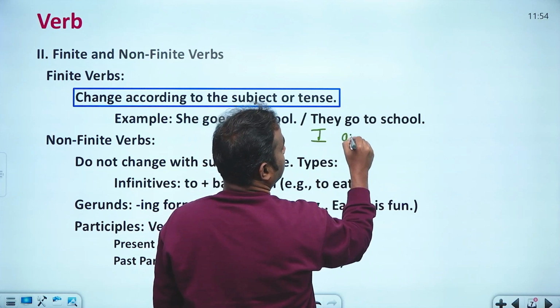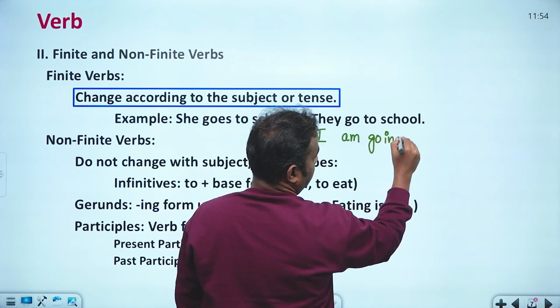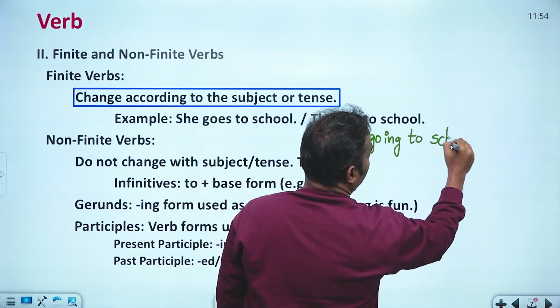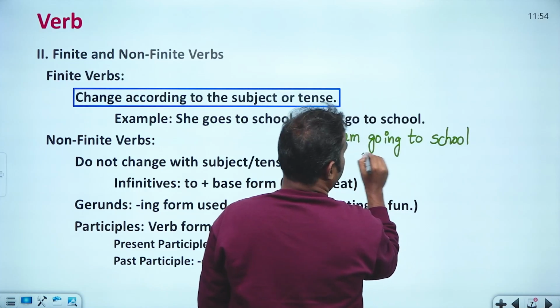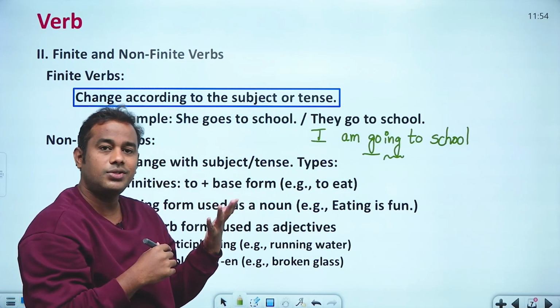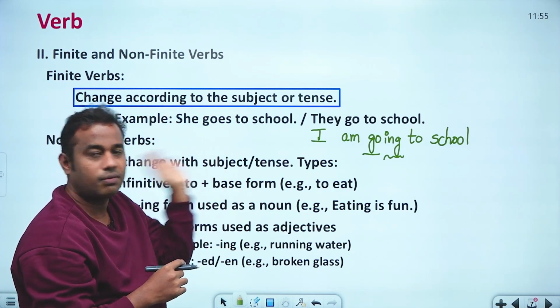I am going to school. Okay. So here for go, I have given ing. Okay. So if it is a tense also, generally it will change. So such type of verbs are called finite verbs.